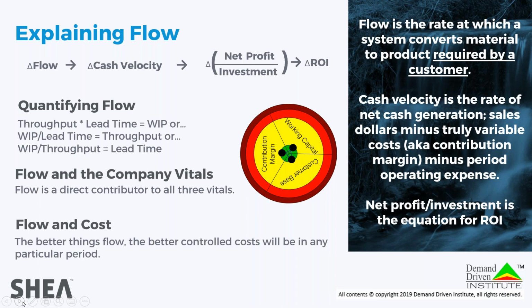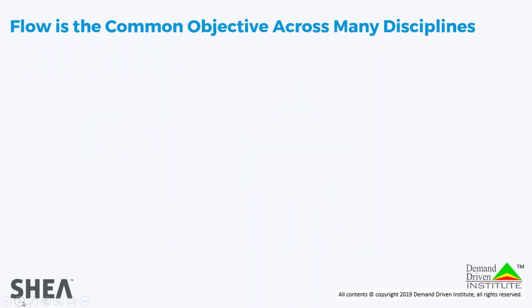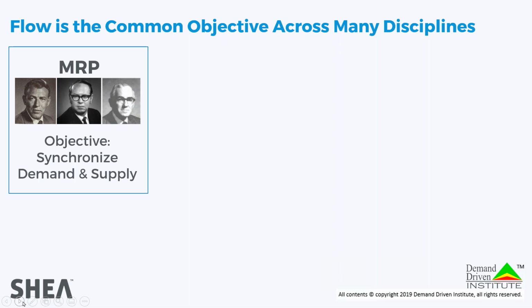The interesting thing is, the better things flow, the better controlled costs will be in any particular period. The converse of that is not true. By controlling costs, we are not necessarily improving flow. So if we focus on flow, we will better control our costs. Flow is also the common objective across many of the disciplines that we're using in our businesses today. In MRP, the objective is to synchronize demand and supply, of course, so that we can flow our products through our company and out to the customer.